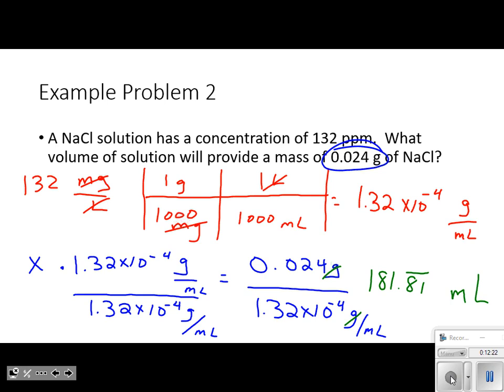Now I go back to my problem, and I look at the problem, and my problem tells me that I only have 2 sig figs. So I need to have my answer in 2 sig figs. Need a placeholder. So what volume of solution? It'll be 180 milliliters. Questions about that one?